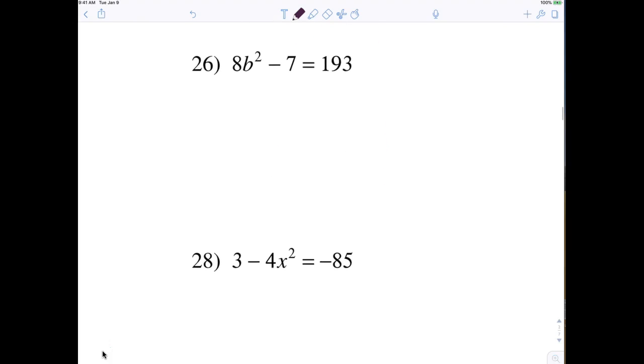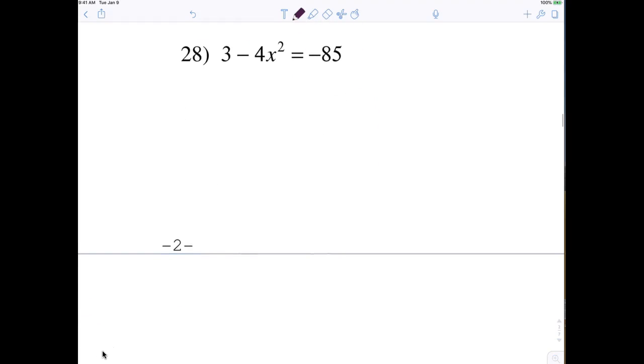All right, so now let's take a look at 26. Add 7. So 8b squared is equal to 200. So b squared is equal to 25. So b is equal to plus or minus 5, plus or minus 5. Easy.